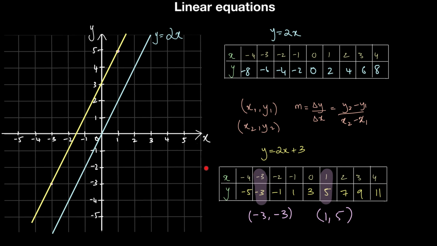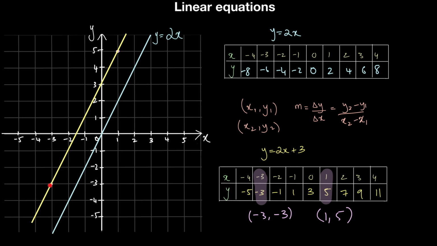Now, if I notice, what I've done is I haven't changed the slope of the graph in any way. So for example, if I start at the y-axis and change x by 1, y changes by 2. So the change in y divided by the change in x is still positive 2. So the slope is still 2.